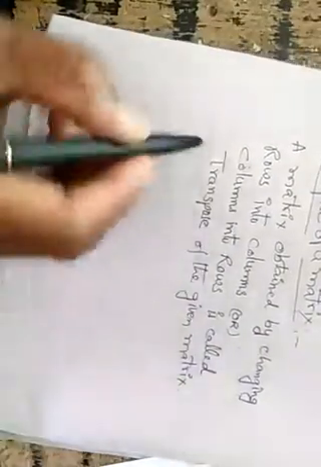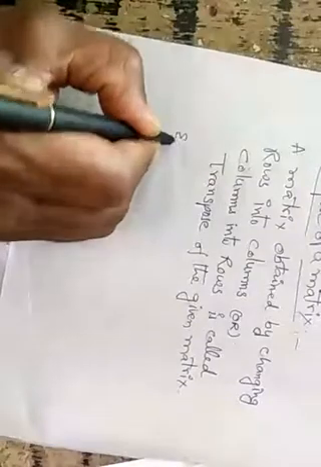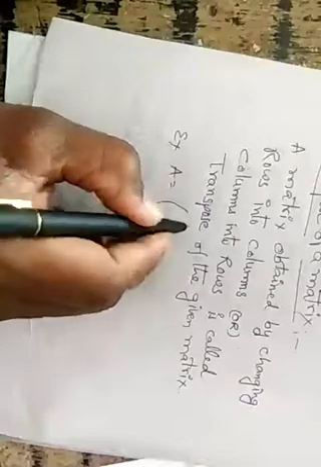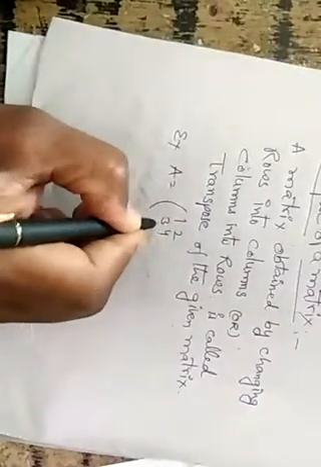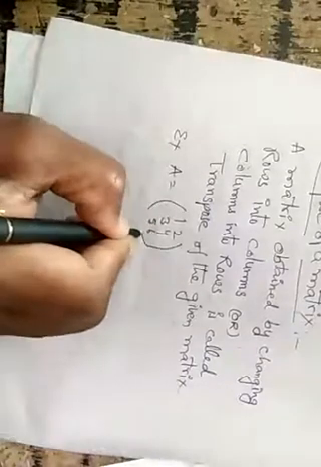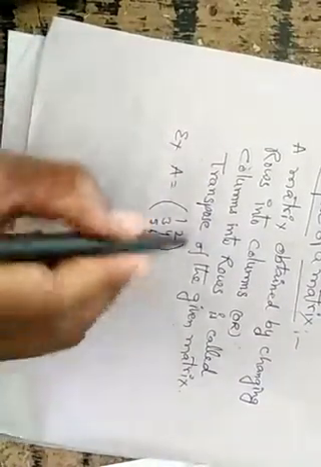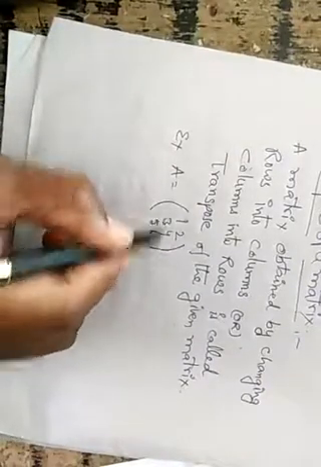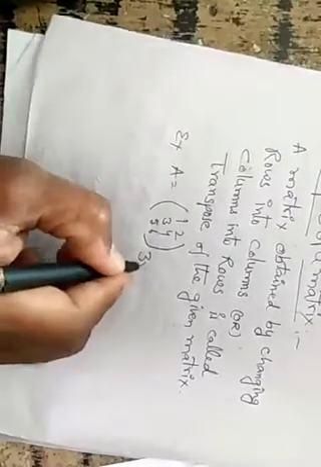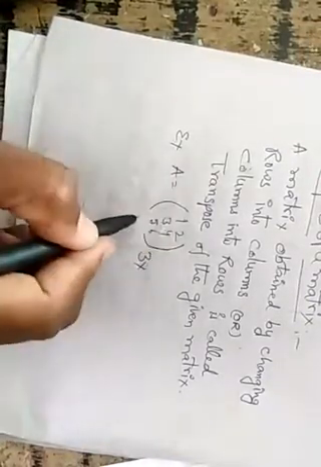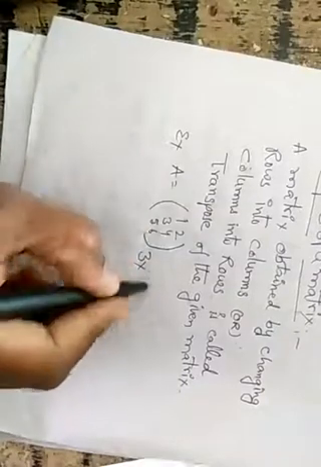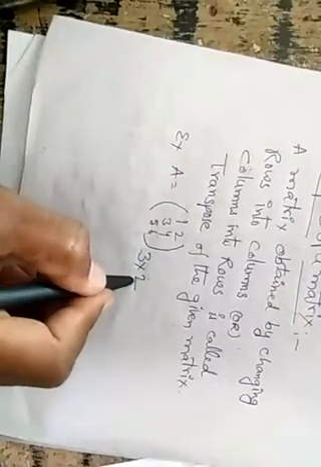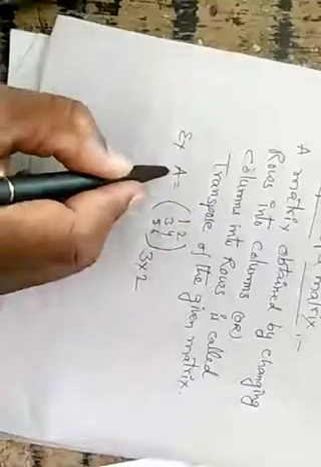For example, let us consider one example. A is equal to 1, 2, 3, 4, 5, 6. What is the order of this matrix? How many rows are there? First row, second row, third row. 3 rows are there. And how many columns? First column, second column. 2 columns are there. So the order of the matrix is 3 by 2. So this is matrix A.